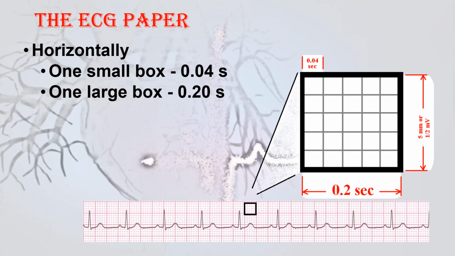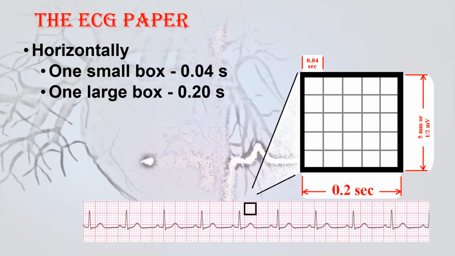When you look at an ECG, this is a graph. There are large boxes as well as small boxes. When you take one large box, it has 25 small boxes, vertically and horizontally: vertically 5 boxes and horizontally 5 boxes. So we are supposed to see the horizontal aspect.